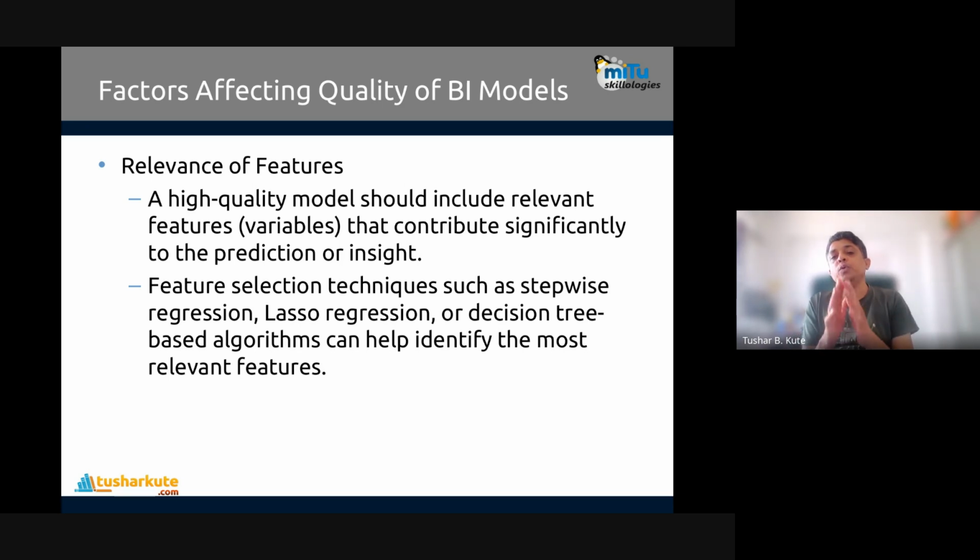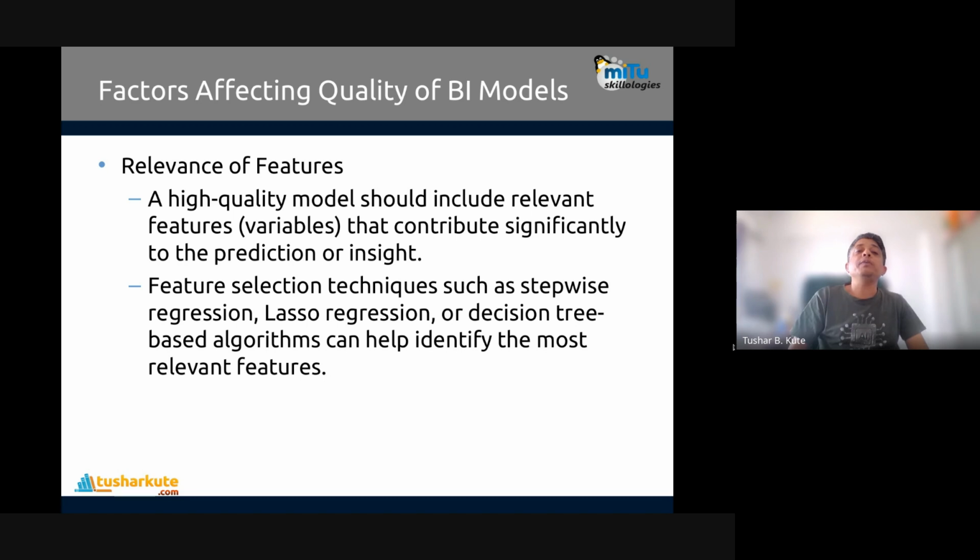High quality models should include relevant features, variables that contribute significantly to the prediction or insights. Features means data, and maybe some data is not important. Say I want to predict the marks of a student, and I'm using roll number as the feature for this. What do you think? Does roll number decide the marks of the student? No, roll number cannot decide. That's what we call an irrelevant feature. Using roll number to predict the marks of a student is definitely an inaccurate method.